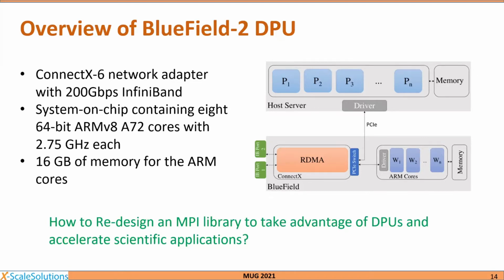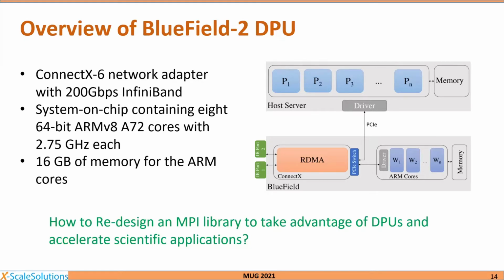For this particular one, the ConnectX-6 has a bandwidth of 200 gigabits per second, supporting InfiniBand. And the ARM core on the SoC chip is a 64-bit v8. Okay, and it's clocked at 2.75 gigahertz. This is the latest chip from NVIDIA. And the local memory to the ARM is 16 gigabytes.